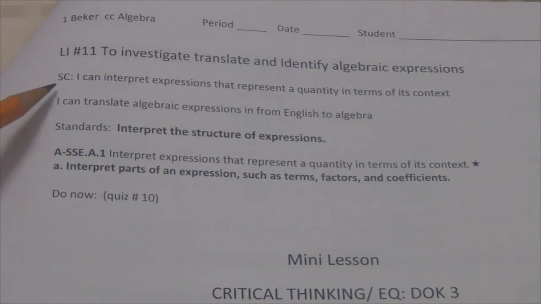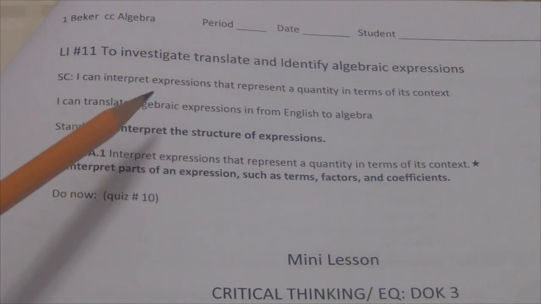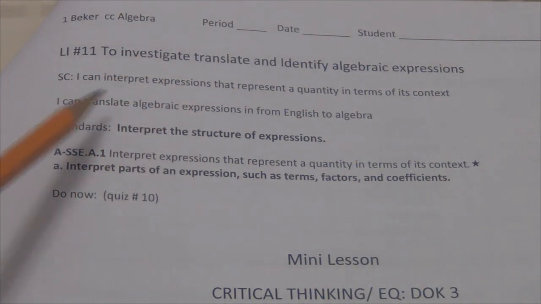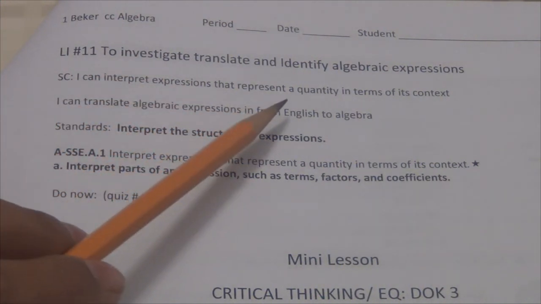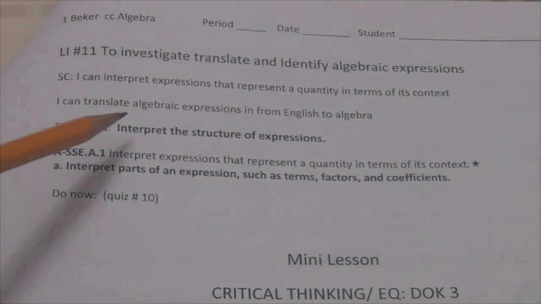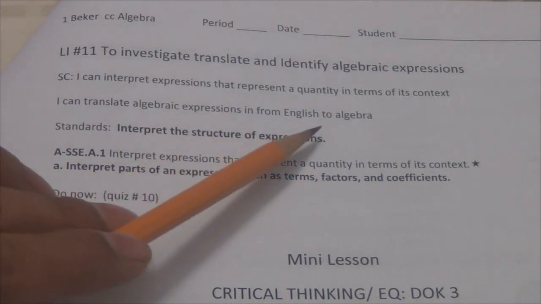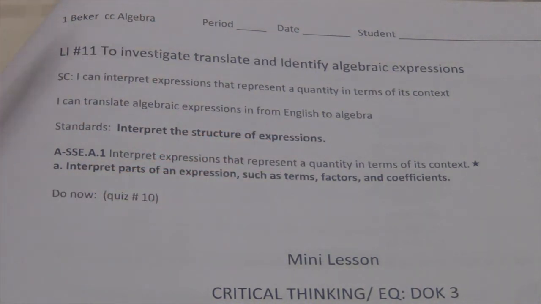So we have the success criteria, which is what you're supposed to be able to do at the end of the lesson: I can interpret expressions that represent a quantity in terms of its context. I can translate algebraic expressions from English to algebra. All right, cool.